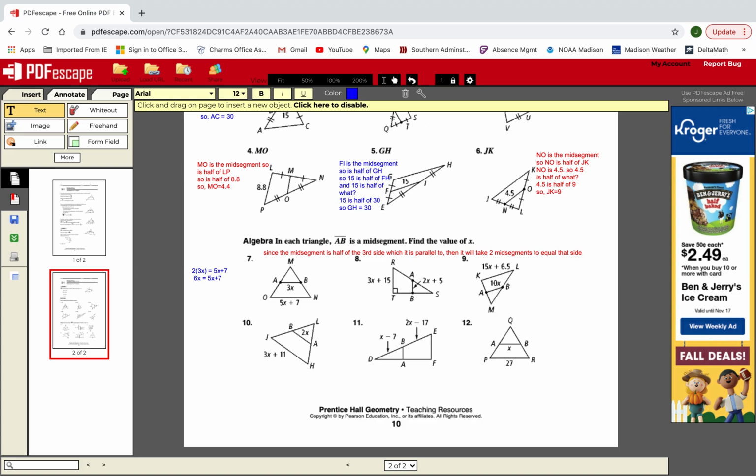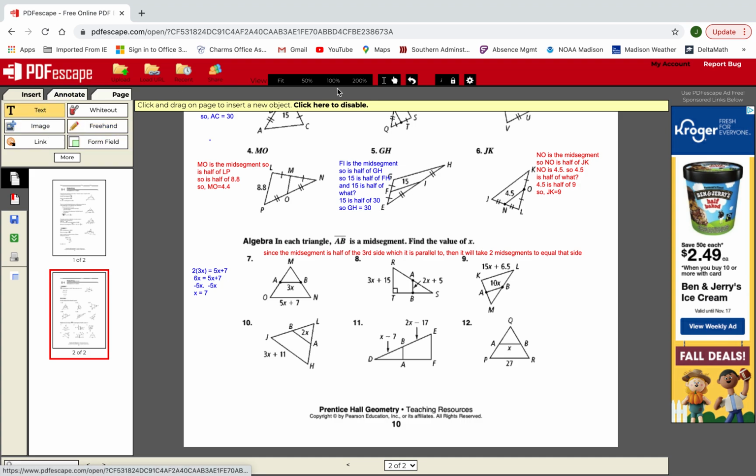Moving all the x's to one side, I will subtract 5x from both sides here. Subtract 5x. That's going to leave me, let's see, 6x minus 5x is just x. And on the right side, 5x minus 5x canceled out, leaves me with 7. So I get that x equals 7. And that's it on that. You're effectively going to do this exact same process for every one of these problems.